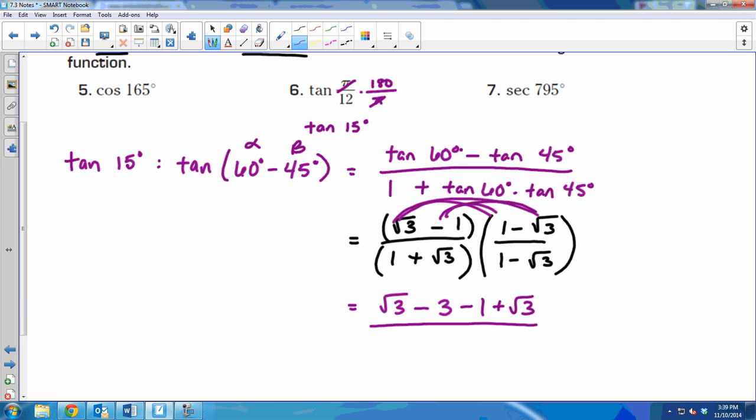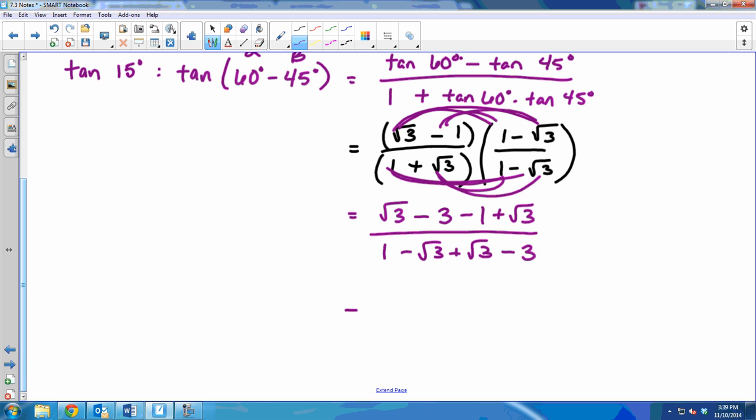Just think about how much more difficult this would be if you had a fractional square root of 3 over 3. In the denominator, you have 1 times 1. 1 times negative square root of 3. Square root of 3 times 1. And square root of 3 times negative square root of 3 is negative 3.